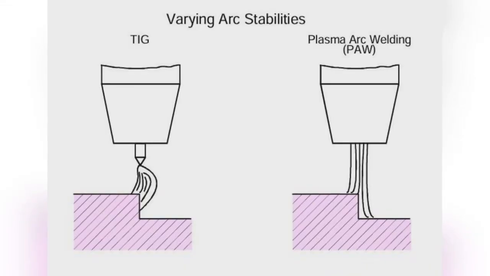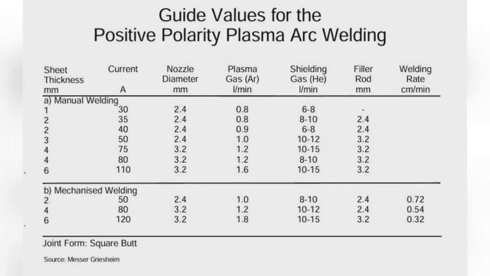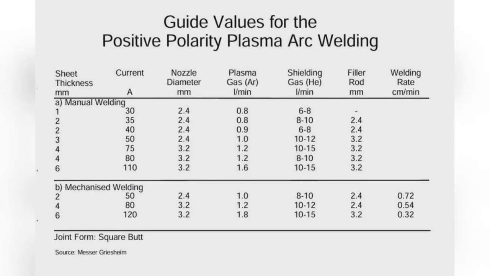Plasma arc welding has several variants depending on the polarity of the electrode, for example, positive polarity and variable polarity. Guide values for the positive polarity plasma arc welding are shown in this figure. Because of the excessive heat produced at the positively poled electrode, the current strength should be limited to a maximum of about 170 A. Currents of up to 300 A can be used for water-cooled copper electrodes.